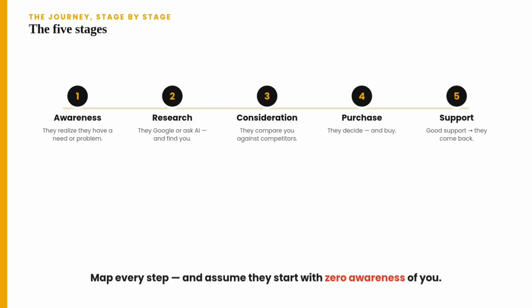First of all is awareness. The customer at this stage realizes that they have a need or a problem that they need to solve. Second stage is research, Googling things or maybe asking AI for a solution to their problem and coming across your website or your ads. Third stage is consideration. Over here, they have multiple options available to them, so they are trying to check which option suits them perfectly. And here you compete with other brands and different companies as well.